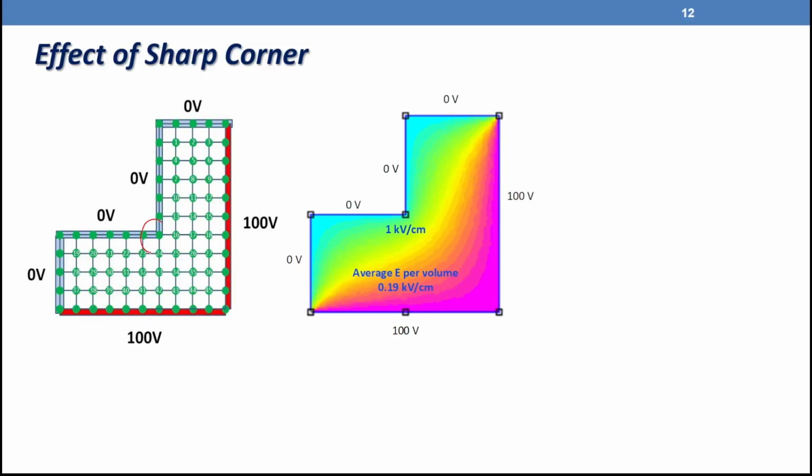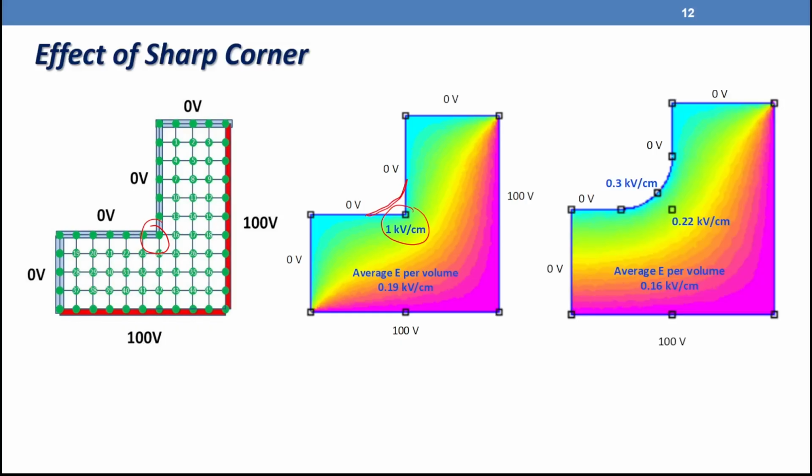The electric field for this point is 1 kilovolt per centimeter. What will be the case if I make that one rounded, not a sharp corner? Let's look. So now the voltage is distributed as we can see here, and the electric field at this point is 0.22 kilovolt per centimeter, and this point is 0.3 kilovolt per centimeter. And the average electric field per volume dropped from 0.19 kilovolt per centimeter to 0.16 kilovolt per centimeter. So what is the advantage?